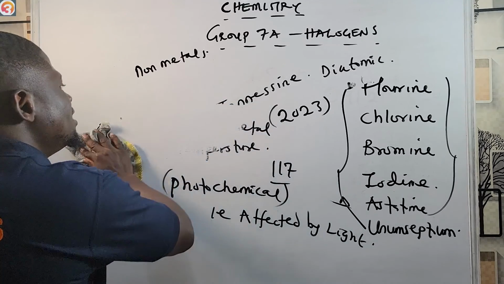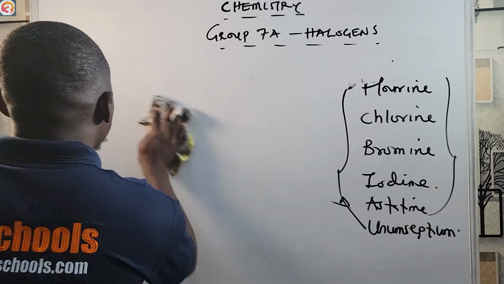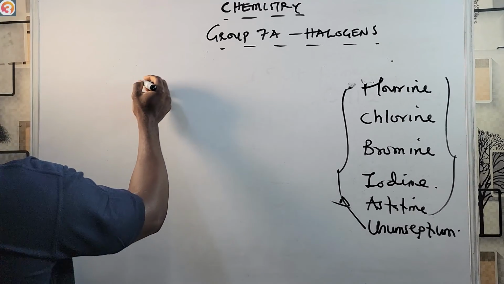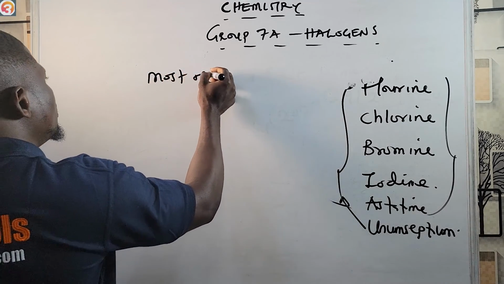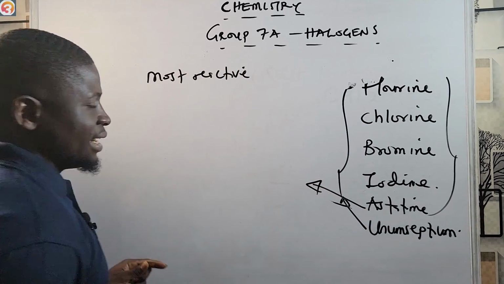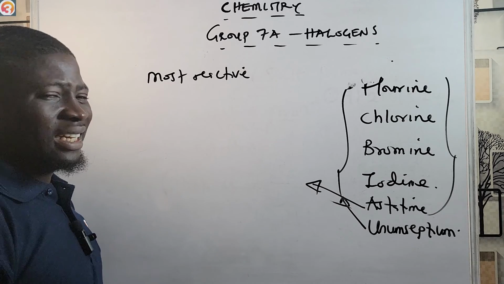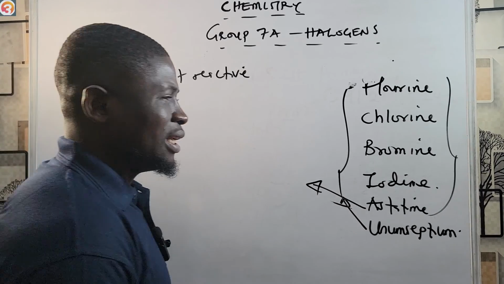And fluorine is the most reactive of them all, while astatine, of course, is the least reactive.